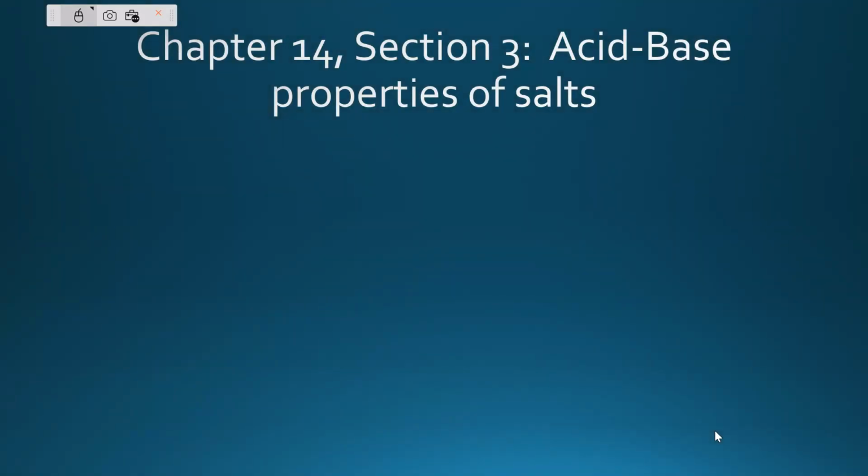Welcome back, everybody. This is AP Chemistry, Unit 8, Section 3, taking a look at the pH scale and pOH scale and all those fun things we've been doing. We also have this scenario where we get salts that are affecting our pH and pOH. The acid and base properties of salts is our theme.